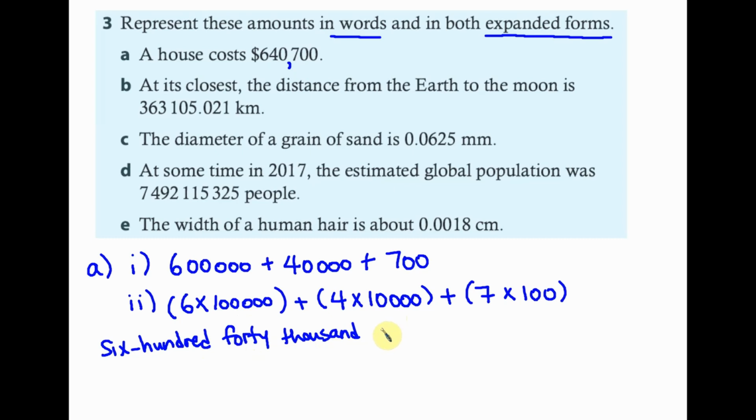And if you want to write this in words, you're going to spell it out, saying you have 640,000 and 700. You can put dollars if you want, but I think this is good enough. Let's do one more example.